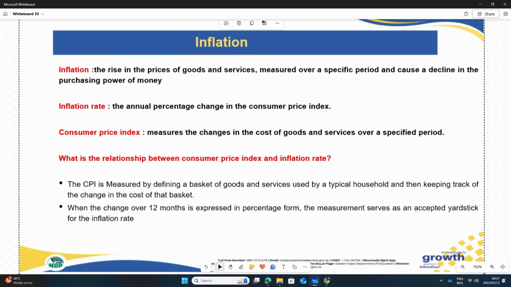The consumer price index is measured by defining a basket of goods and services used by a typical household and then keeping track of the change in the cost of that basket. When the change over 12 months is expressed in percentage form, the measurement serves as an accepted yardstick for the inflation rate.